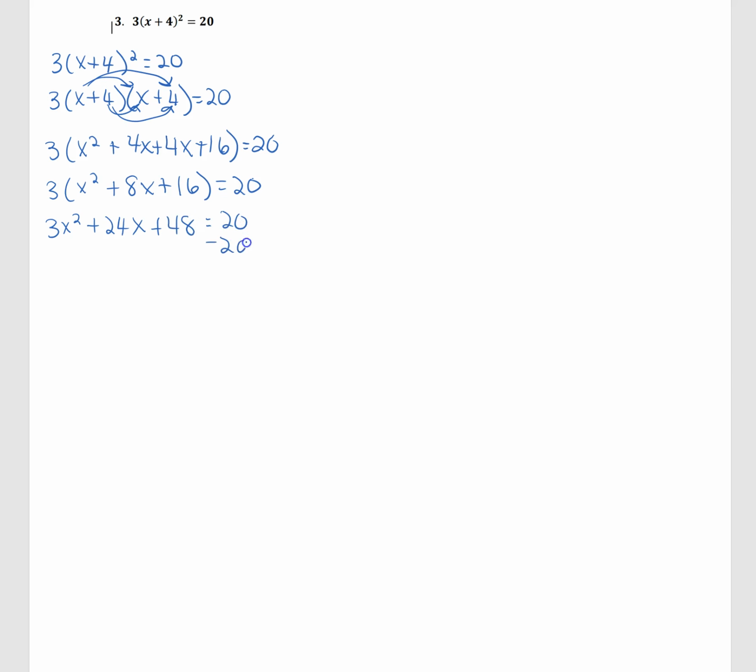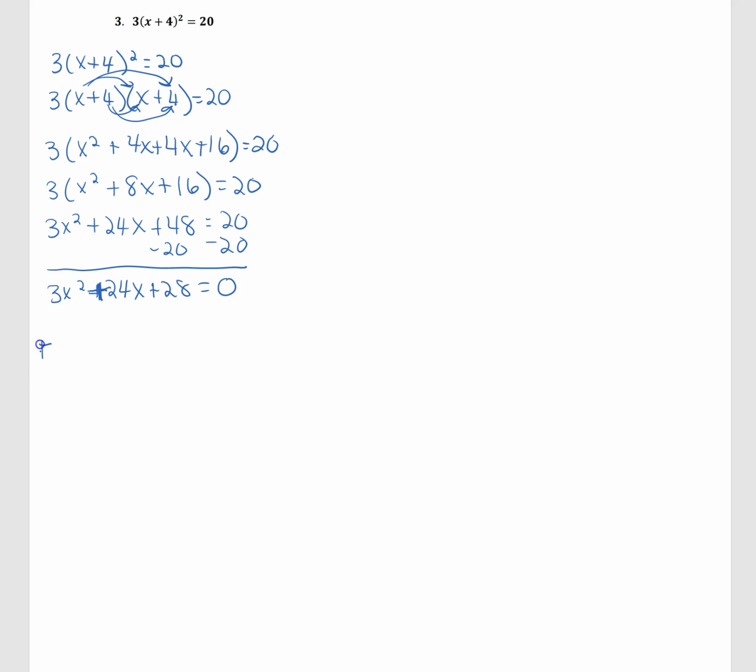And now I'm going to subtract 20 on both sides to get everything on one side of the equation. That gives me 3x squared plus 24x plus 28 equals 0. And so looking at this, sorry, that's pretty messy. Looking at this doesn't look very easy to factor. So what we can do is use the quadratic formula and solve for x that way.